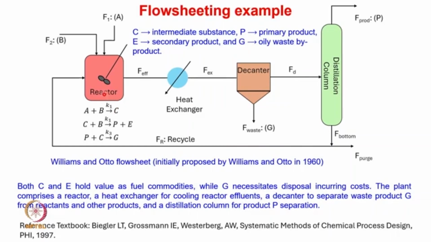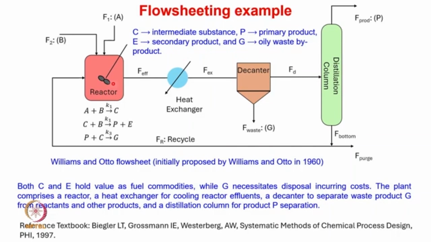So in the reactor, you can see that reactant A and reactant B are charged to the reactor, and the recycled stream is also charged to the reactor. In the reactor, three reactions are occurring: A plus B gives C, C plus B gives P plus E, and P plus C gives G. Among these species, C is an intermediate substance, P is the primary product, E is a secondary product, and G is an oily waste byproduct which we have to remove.